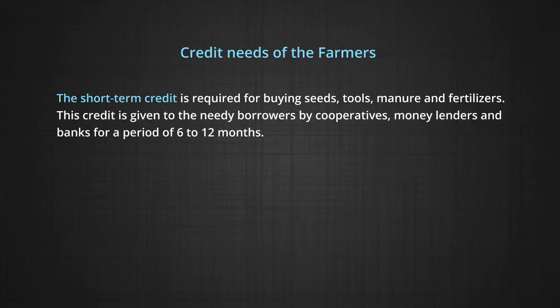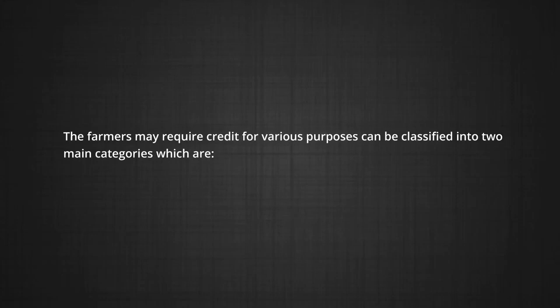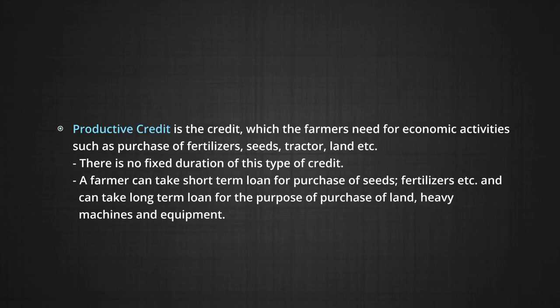Finally, the short term credit is required for buying seeds, tools, manure and fertilizers. This credit is given to the needy borrowers by cooperatives, money lenders and banks for a period of 6 to 12 months. The farmers may require credit for various purposes, which can be classified into two main categories. These are: 1. Productive credit, which is the credit which the farmers need for economic activities such as purchase of fertilizers, seeds, tractor, land, etc.